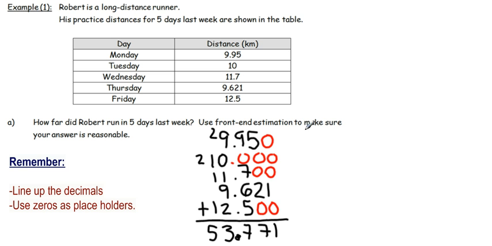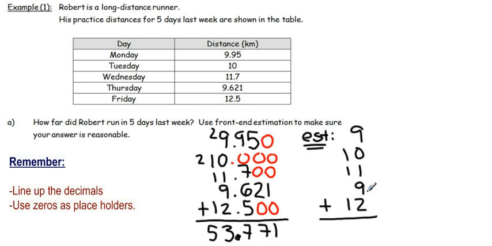771/1000ths of a kilometer. We need to use front-end estimation, though, to check to ensure our answer is reasonable. So for front-end estimation, you just drop the digits after the decimal. So we have 9 plus 10 plus 11 plus 9 plus 12. When you add these together, 9 and 9 is 18, plus 2 is 20, plus 1 is 21, and 2 plus 1 plus 1 plus 1 is 5. So using front-end estimation, we can tell that our answer is reasonable. You should also write a sentence to support your answer.